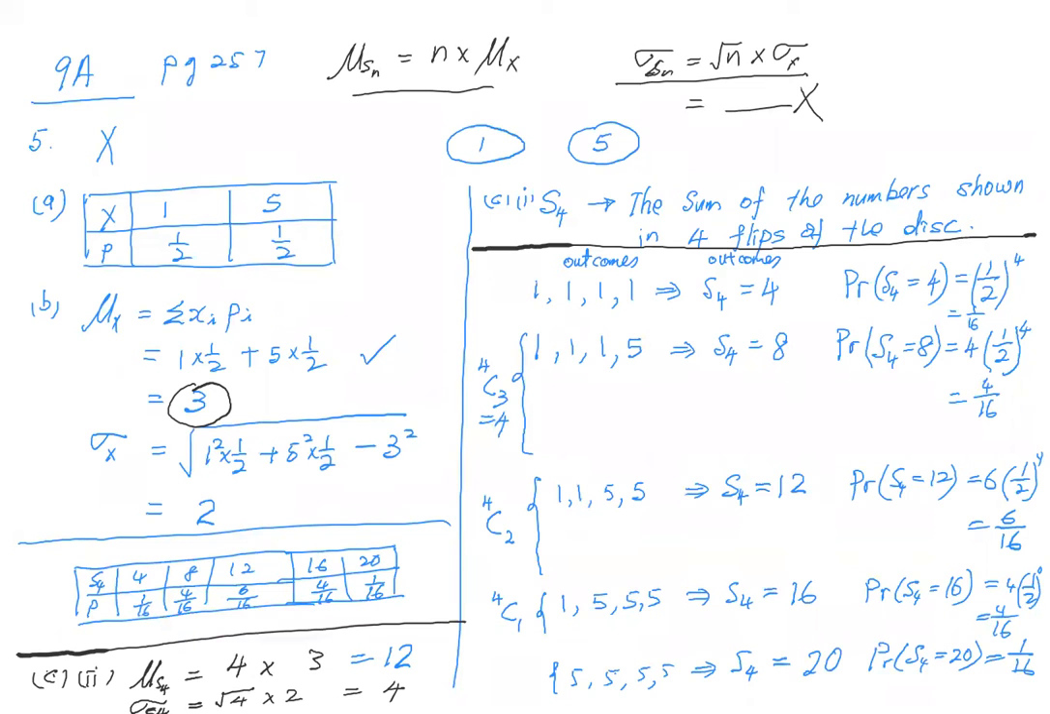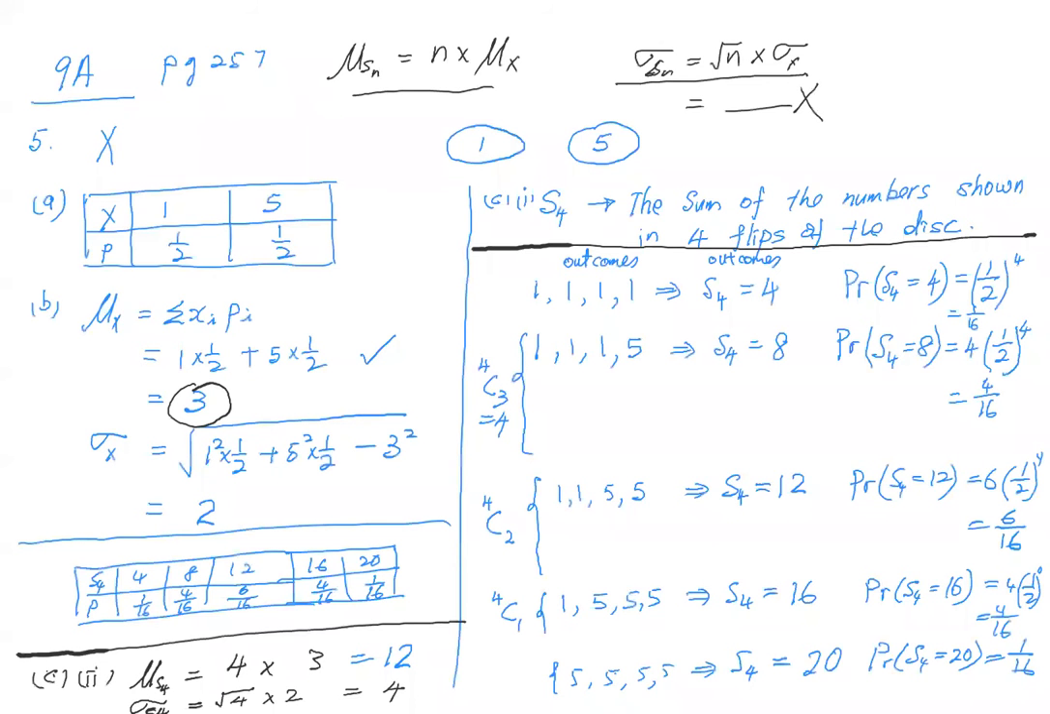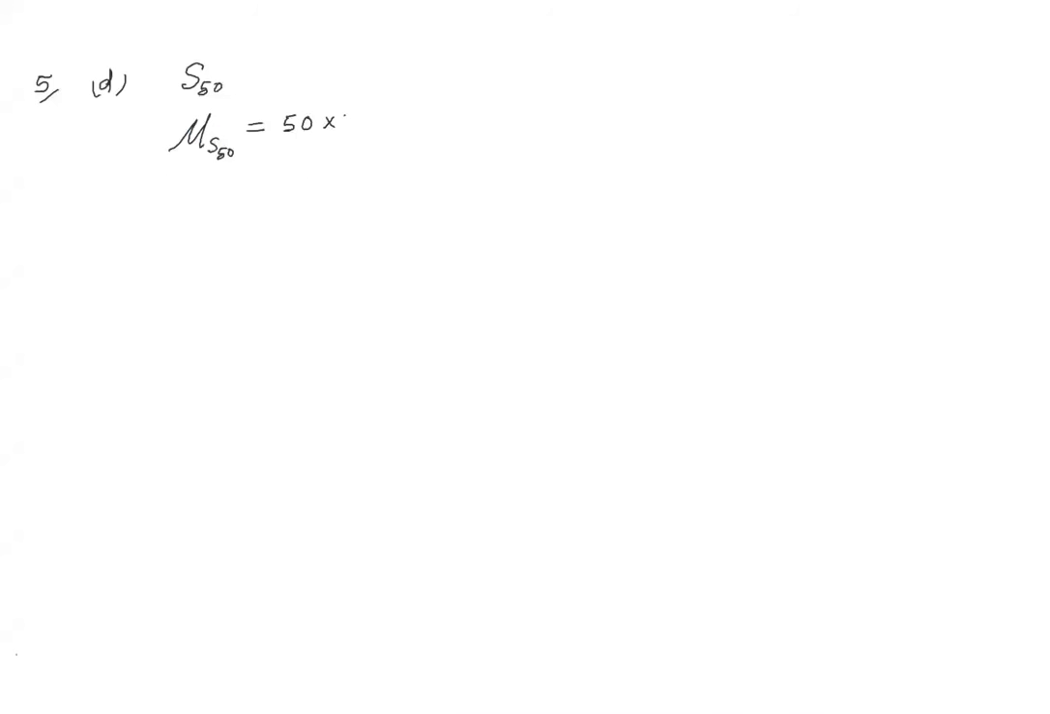Okay, now for part D. Find the mean and the standard deviation of S50. So we are going to apply the formula for the distribution of the sum. So it's 50 times 2. Is it 2? No, it's 3. Right, 50 times 3, so it's 150.